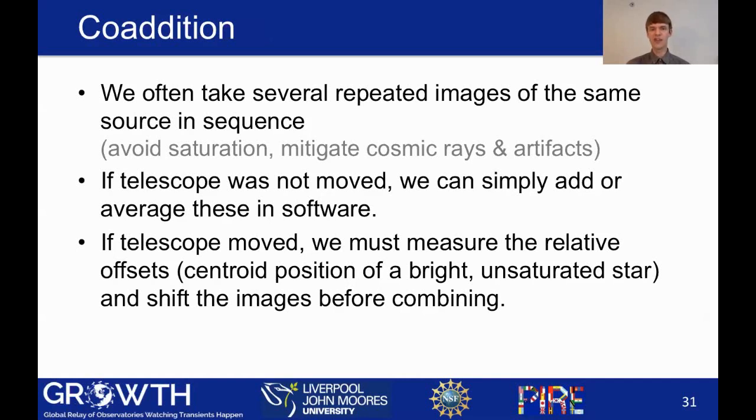This also allows us to mitigate certain types of artifacts because those artifacts may not be present at the same location in every image. And so by averaging them, we can essentially flush out the bad measurements with the good ones at the same position.